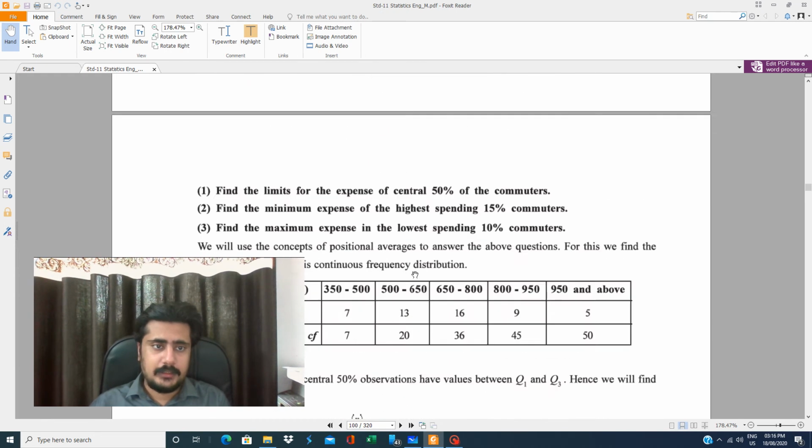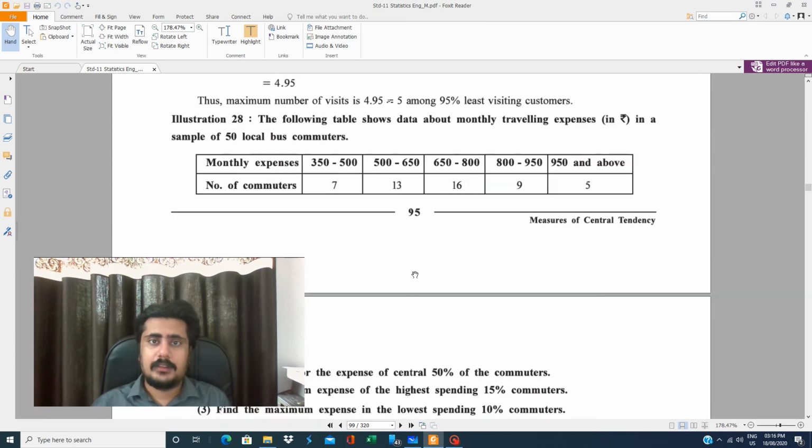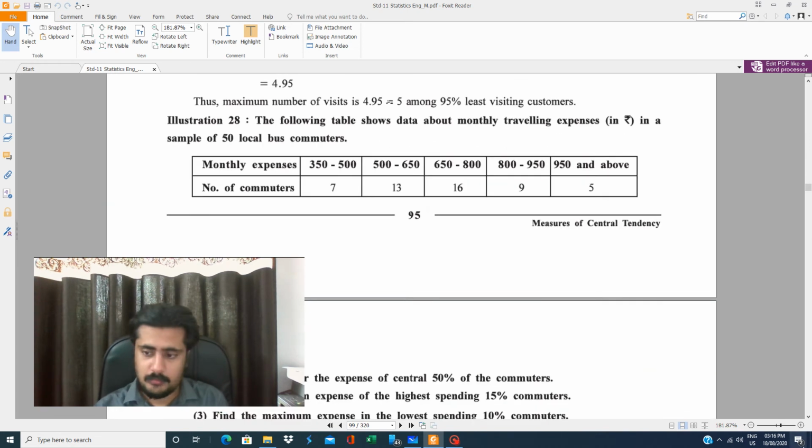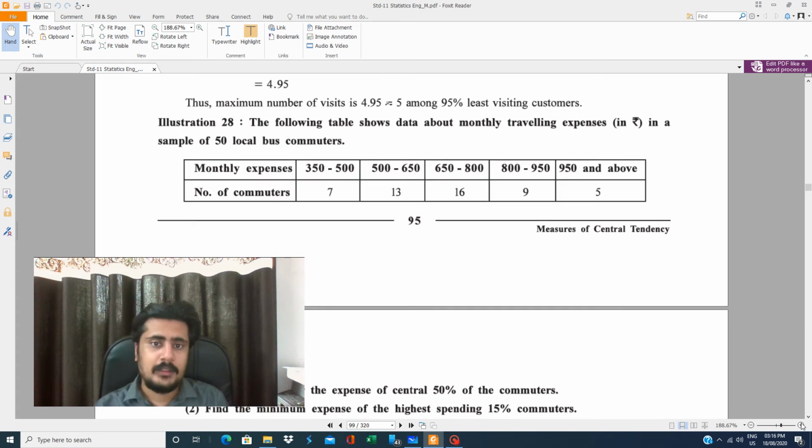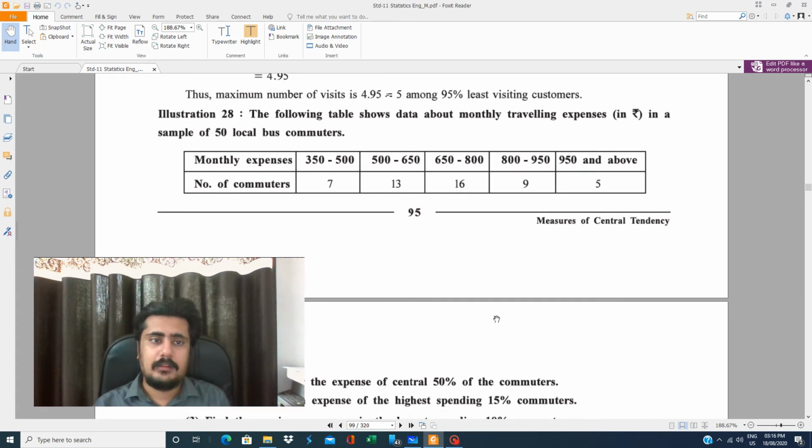Today I will be doing illustration 28, and this illustration 28 is very important for you. Mark it important in your textbook. Illustration number 28. Let us read the question.